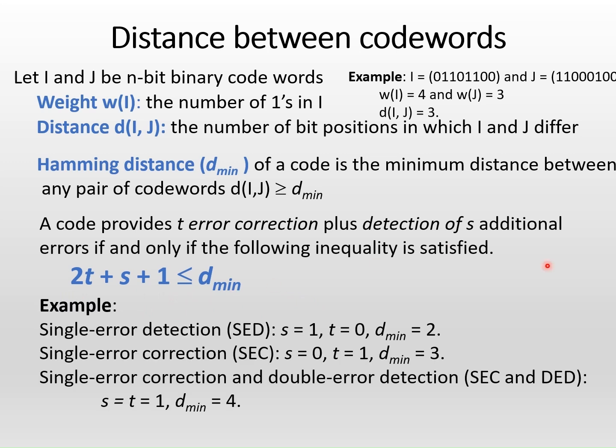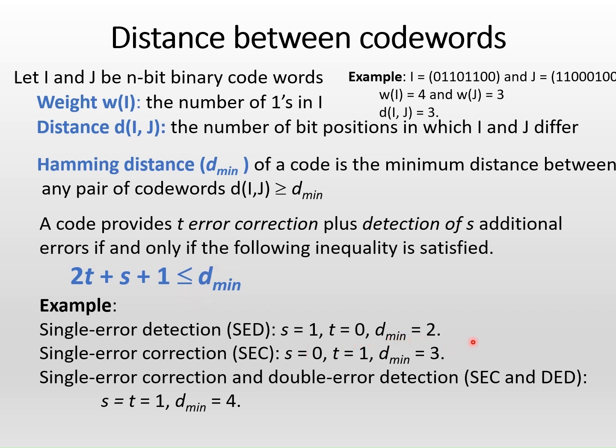Okay, let's put some numbers in there. If we are looking for single error detection, also called SED, that means we are only looking for s equal to 1 and we are not looking for correction, t equal to 0. So 1 plus 1 has to be less than or equal to 2, right?